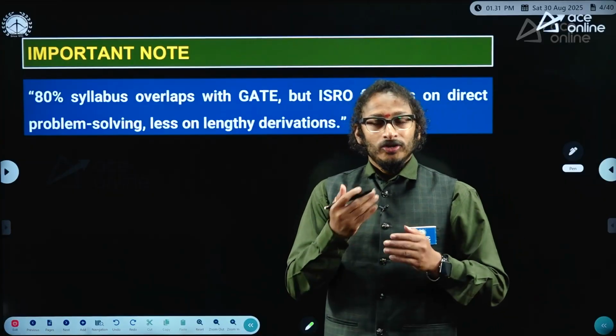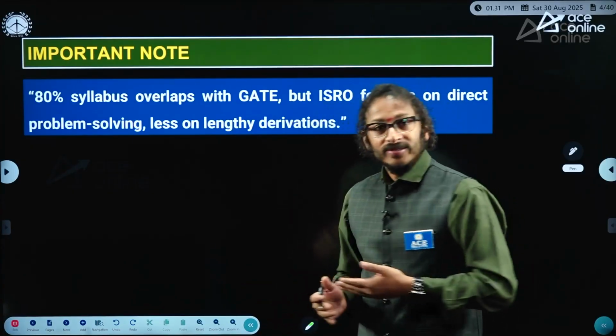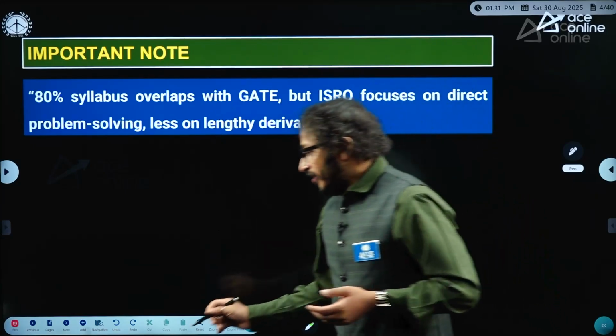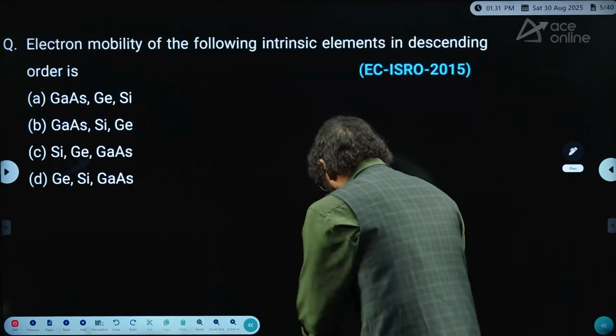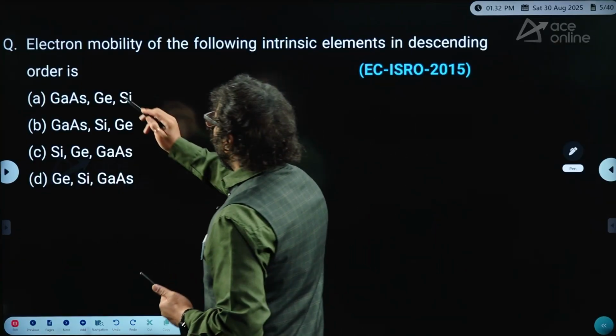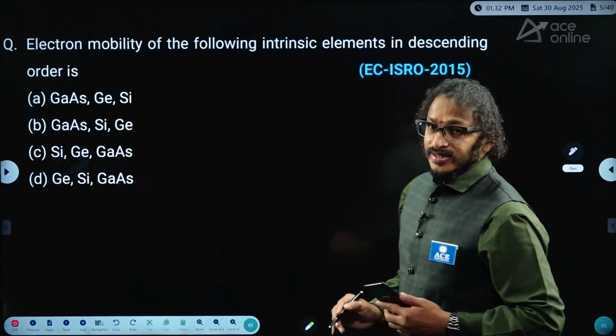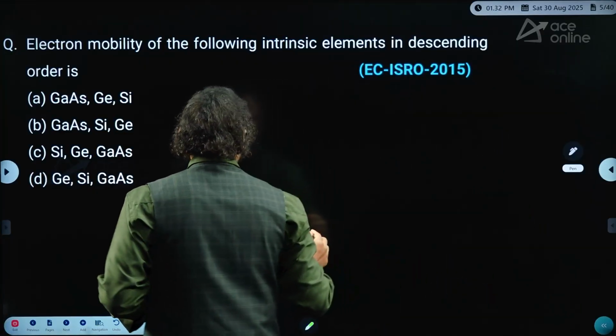I believe you people could be solving with me, and I could expect some answers in the live itself. Okay, dear students, come back. So the very first question, you can check it out on the screen, my dear boys and girls. Arrange the electron mobility of the following intrinsic elements in descending order. You can check it out, boys and girls.